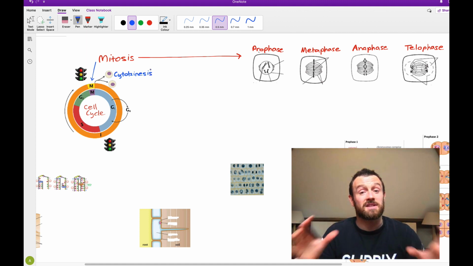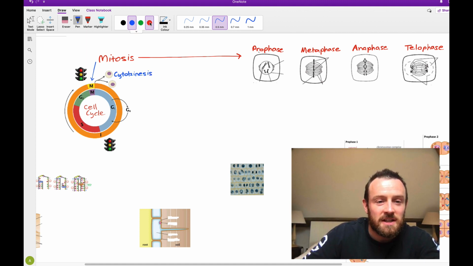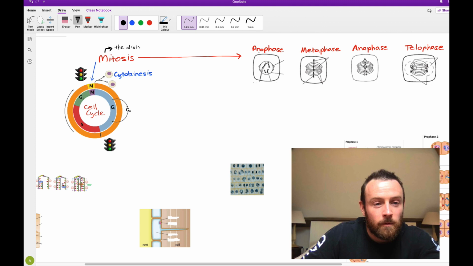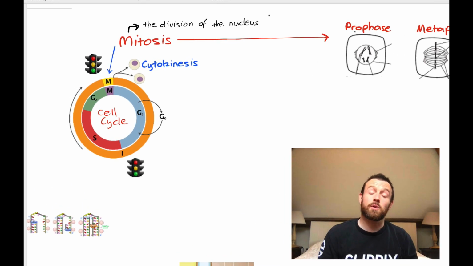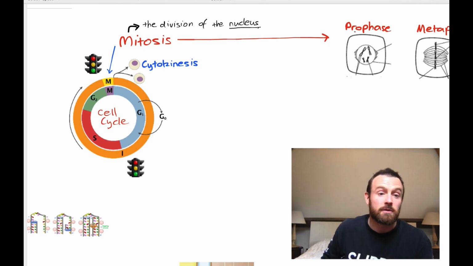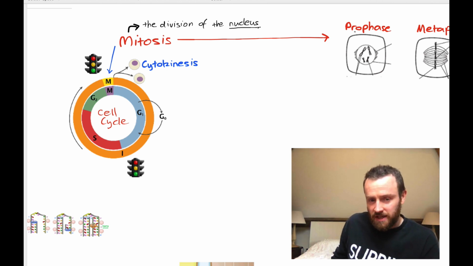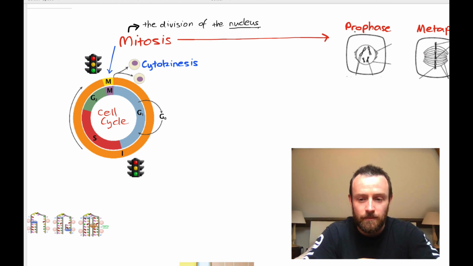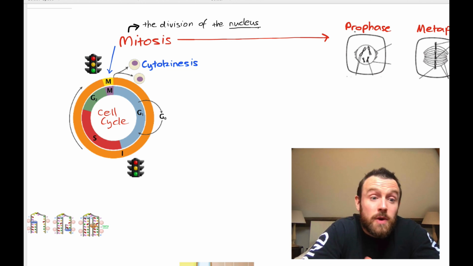Cytokinesis is actually the division of the cell, specifically the cytoplasm. So the definition of mitosis is, I'm going to put it above here, the division of the nucleus. And I think it's important to underline that word nucleus, because this is why we say that bacteria don't undergo mitosis, because they don't have a nucleus. So this is just cells with a nucleus. Animal cells and plant cells both undergo mitosis. Eukaryotic cells undergo mitosis, not prokaryotes.